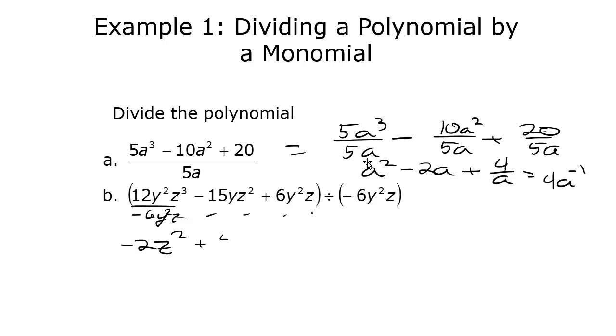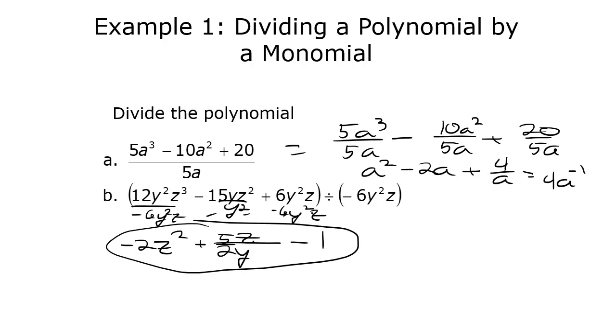So plus 5 halves. And in fact, I think I'm going to have some stuff left on the bottom because I've got a y on top and a y squared on the bottom, right? I've got a y over a y squared, so it cancels and I'm left with a y down here. I've got a z squared on top and a z on the bottom, so I'm left with a z on top. The negative 6y squared z, well, you can see the y squared z's go away, and 6 over negative 6 just leaves me with negative 1.